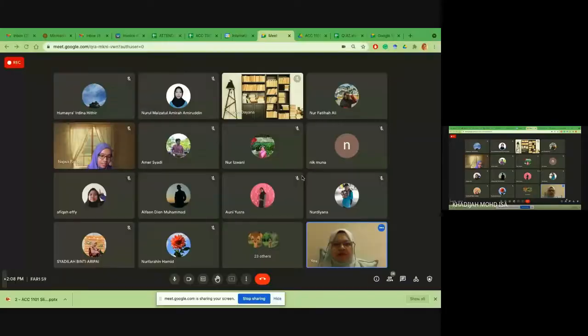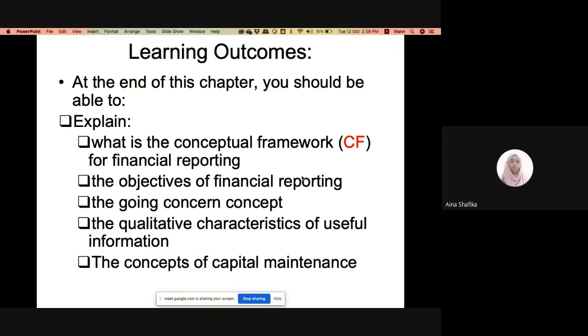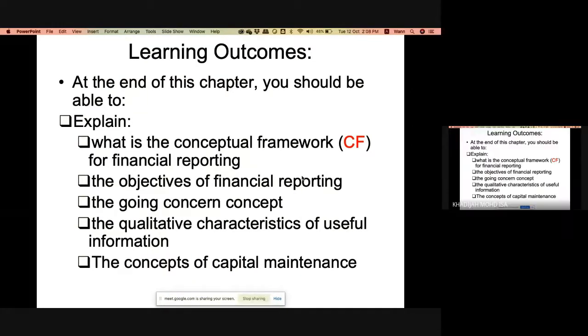Okay, never mind. Alright, and then what is the objective of financial reporting? And what do you mean by going concern concept? And then what? Yes? Do you present the slide? Oh my God, thank you. Okay, now can you see that? Yes? Yes. Alright. Yes, madam. Sorry, I haven't noticed yet.